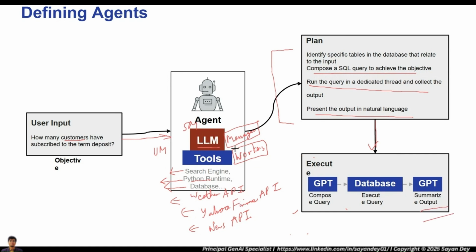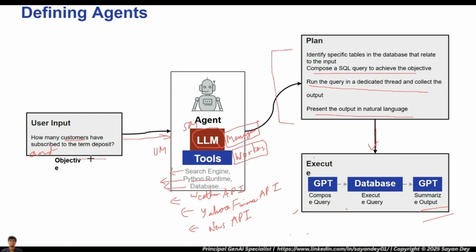So in that case, the language model should decide, given the user query, let's say I ask this question: how many customers subscribe to the term deposit, and what is the latest stock price of Apple, something like that. Okay, you want to find some correlation between customers subscribing to term deposit and the latest stock price of Apple.